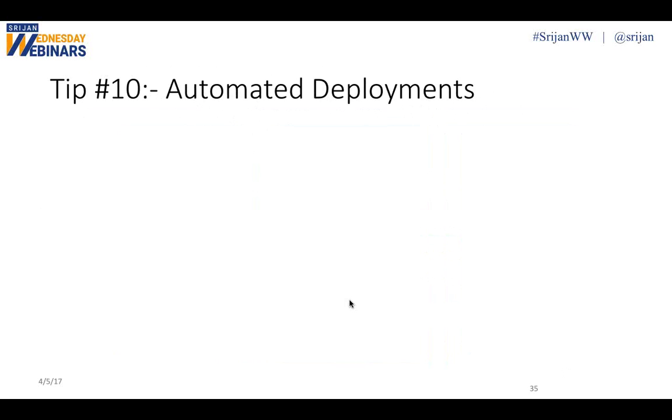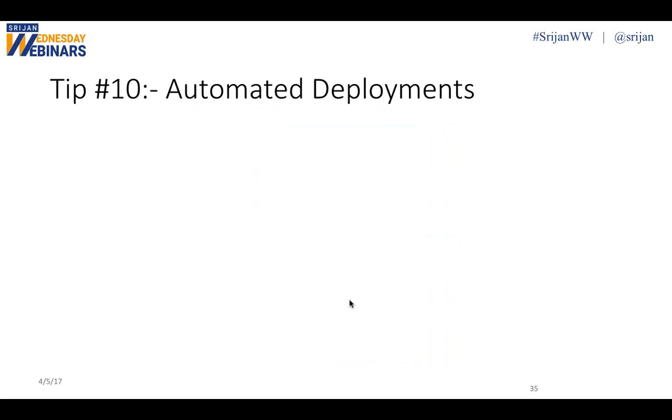Tip number 10 and the final tip of the day is do automated deployments. We focus a lot on making our automation strong and building a continuous integration pipeline. But what about the deployment? When you get some code from the developer, automate that, so that as soon as the developer gives you some code, the code gets deployed automatically, and then your automation is fired automatically and you get the automation report.